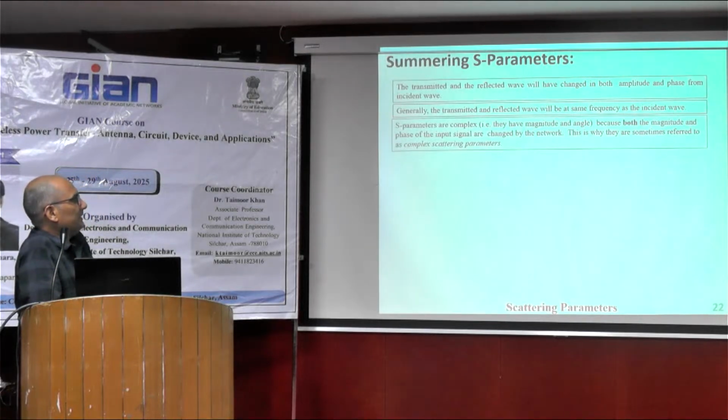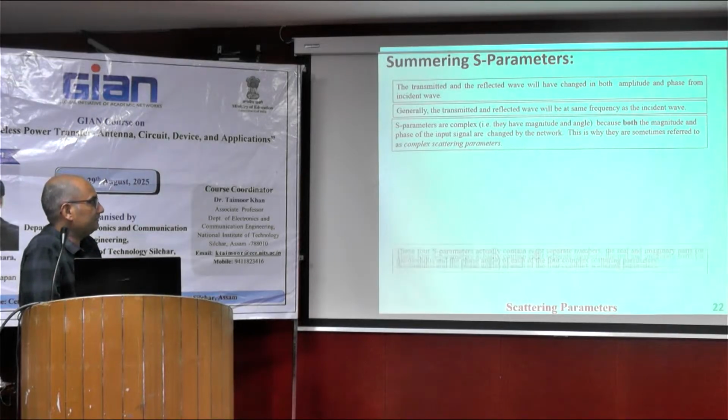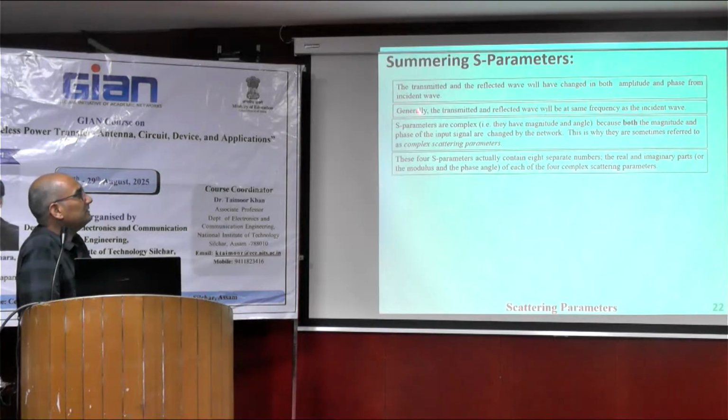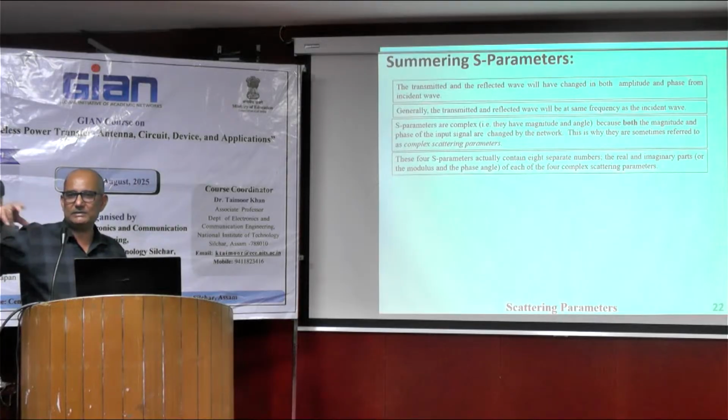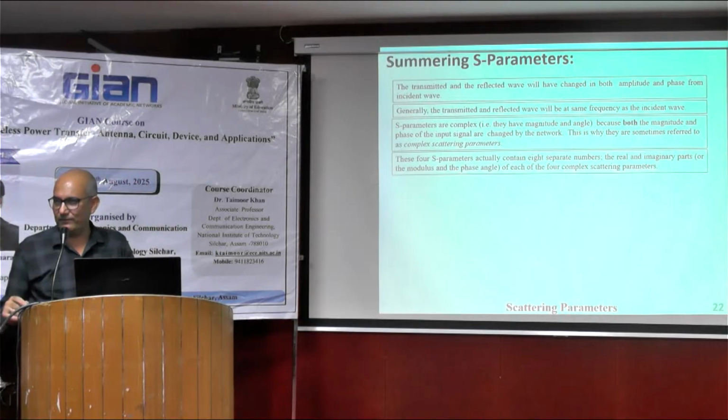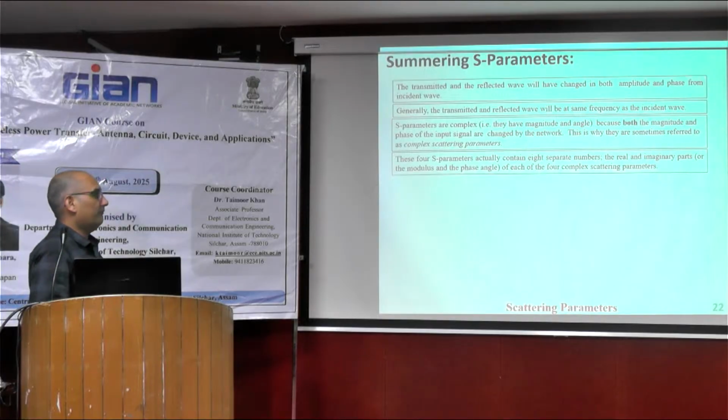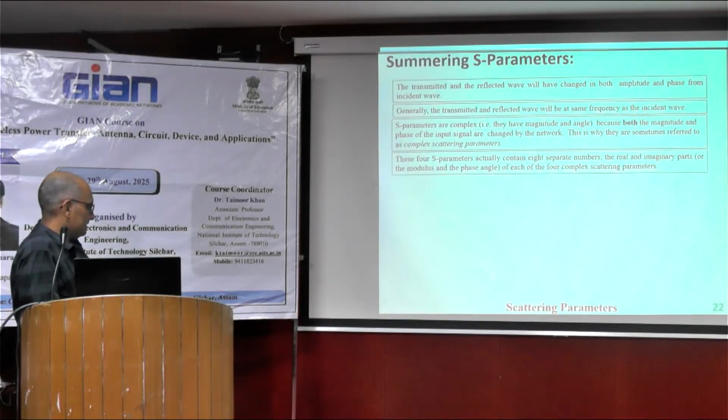As S parameters are complex in nature, they have magnitude as well as angle, because both the magnitude and phase of input signals are changed by the network. That is why they are sometimes referred to as the complex scattering parameters. These four parameters in the case of a two-port network actually contain 8 separate numbers, 4 magnitude parts and 4 phase parts. S11 has mod of S11 and angle of S11, so in total 8 parameters will exist.